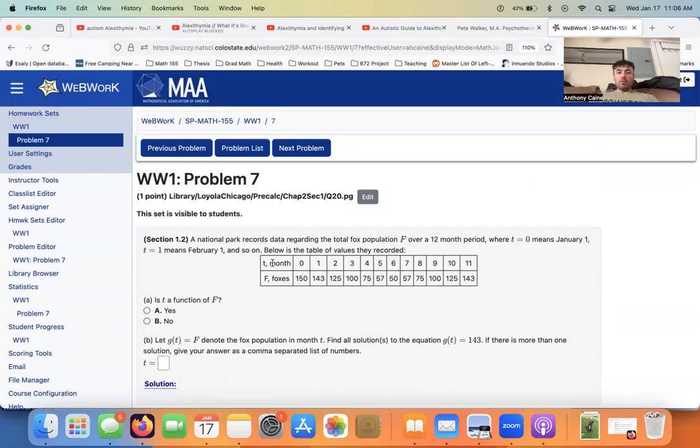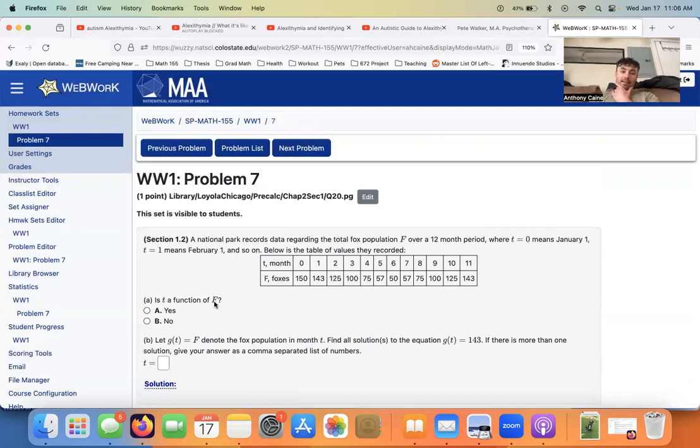All right, we got some tables, some fox populations, and some number of months. And T equals 0 means January 1st. T equals 1 means February 1st. Okay, always read the problem. Is T a function of F? Oh, so now we're getting to the math definition of function.